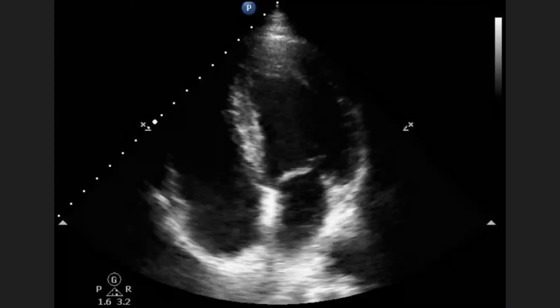The S2 is caused by the closing of the pulmonic and aortic valves, but we don't get to see those in this view, but we will see them in the next view of the heart.